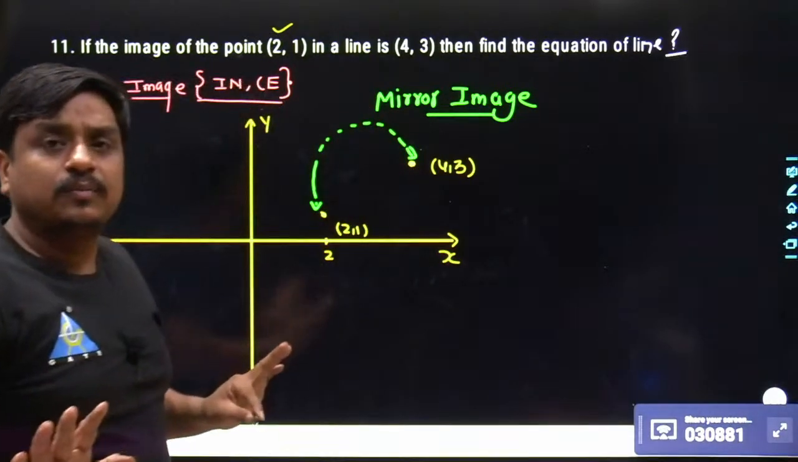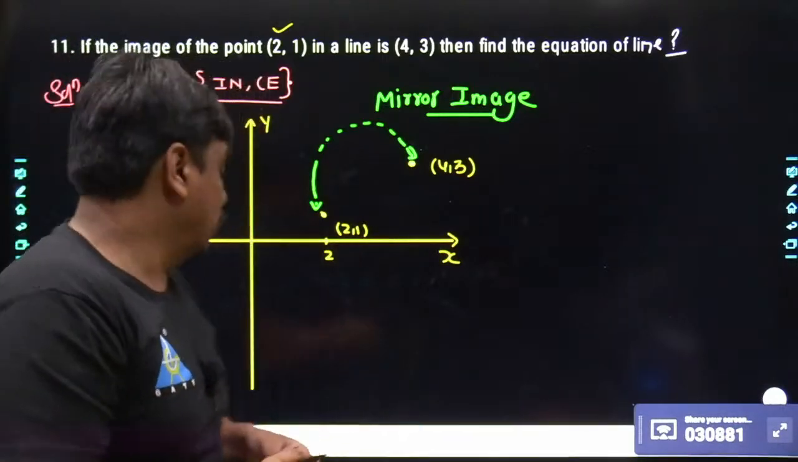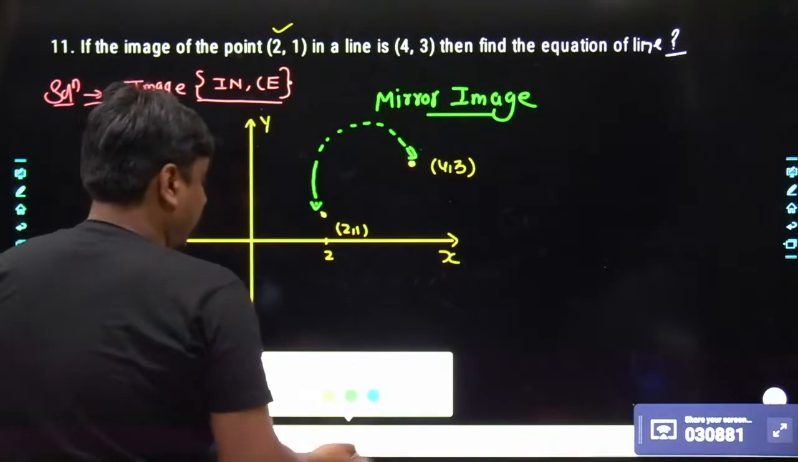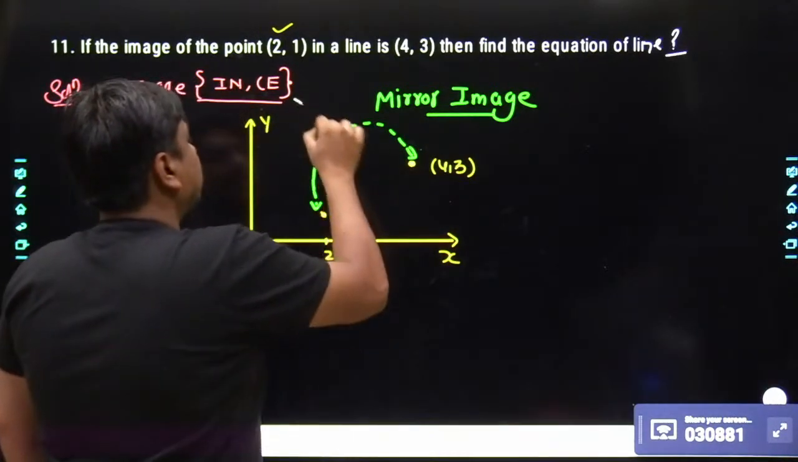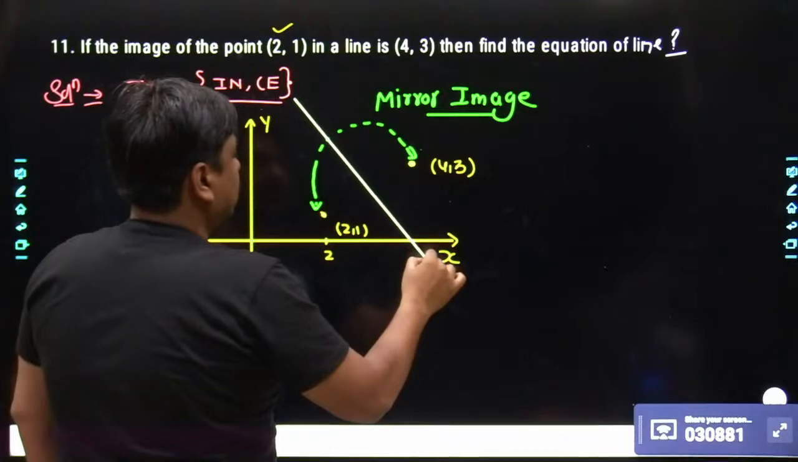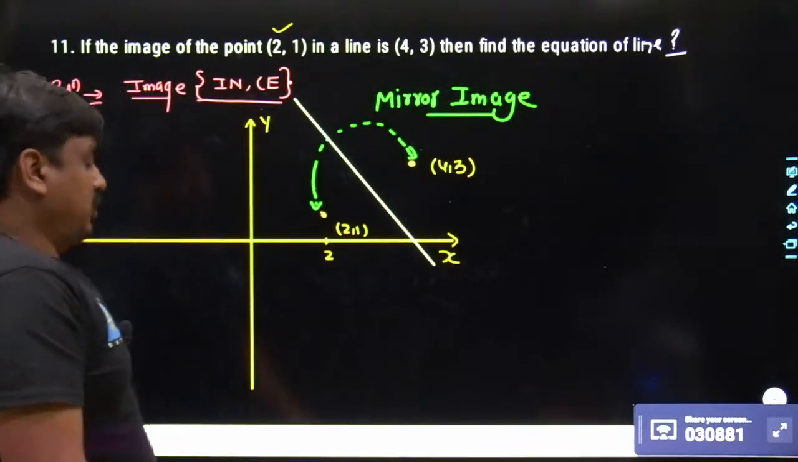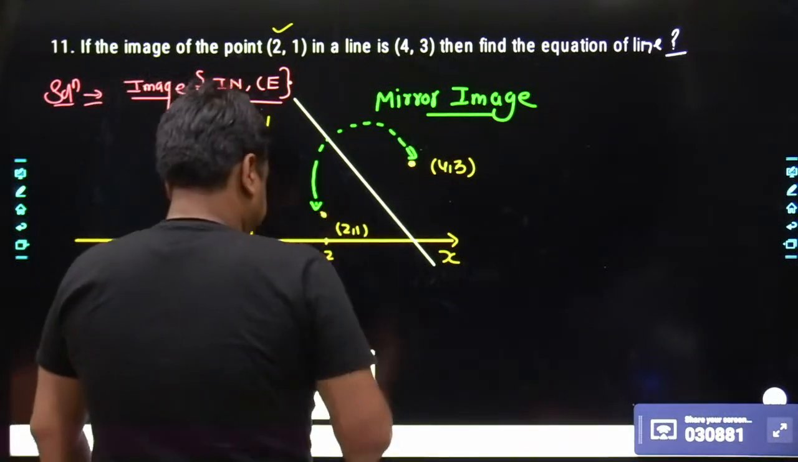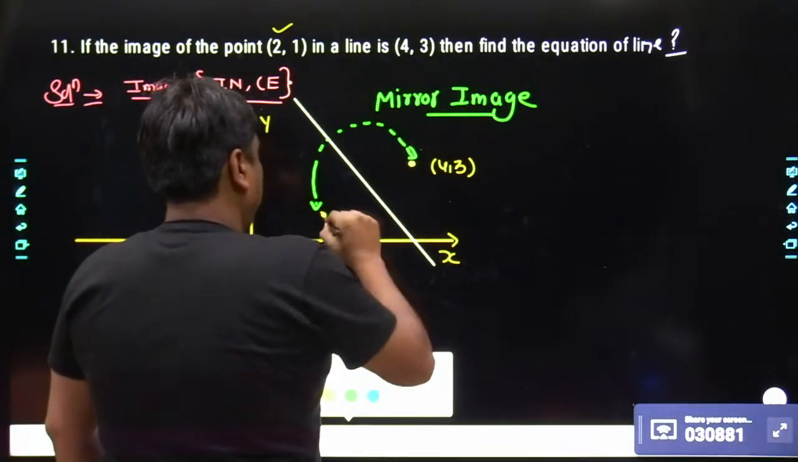Would you agree on it? You have to agree on it. There should be no doubt in any of the minds. So here the straight line is going to be something like this. Yes, so in future you would be connecting both of the points.